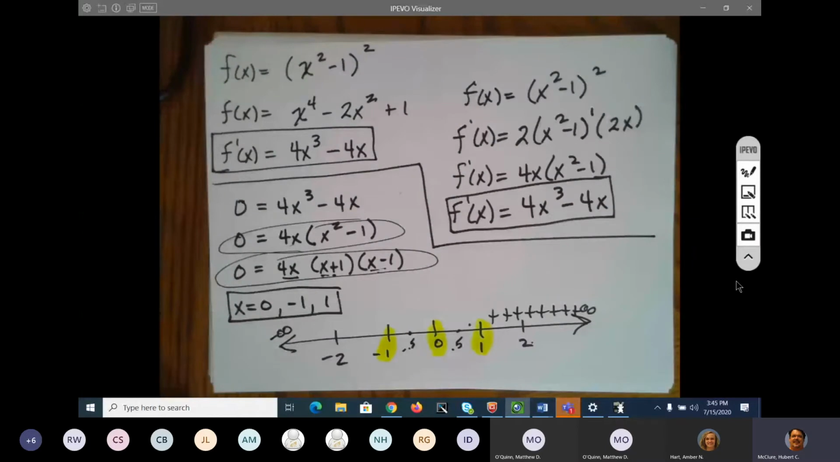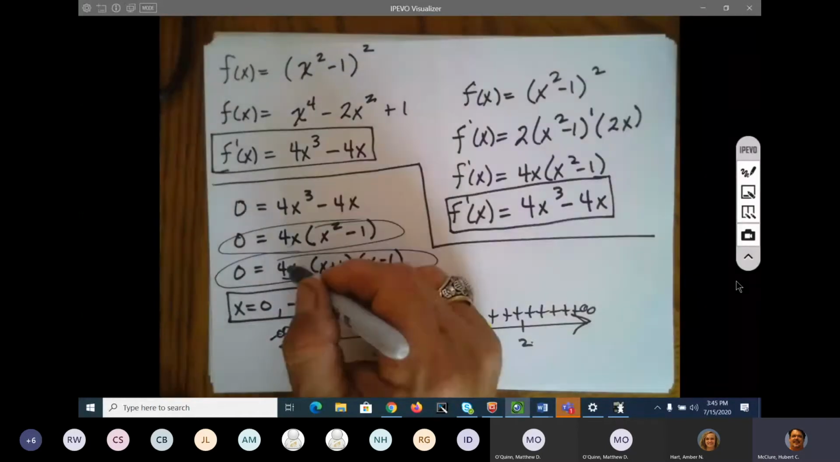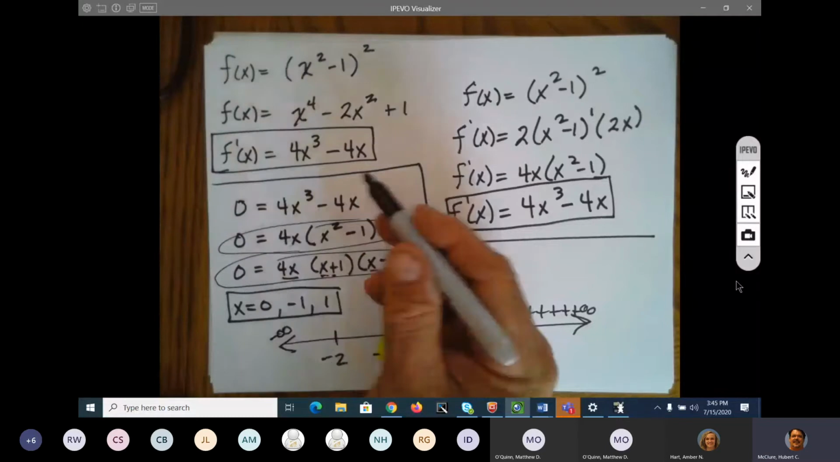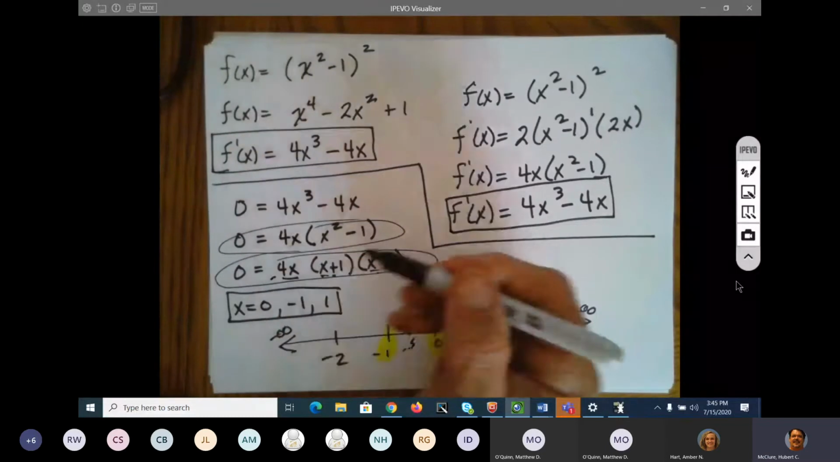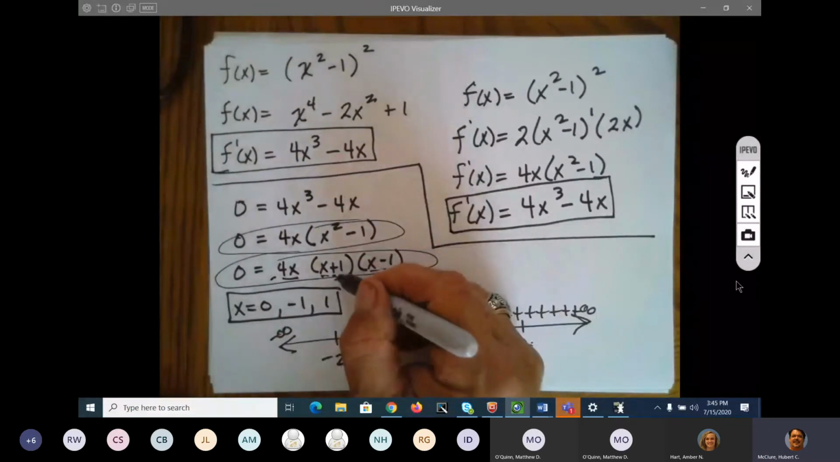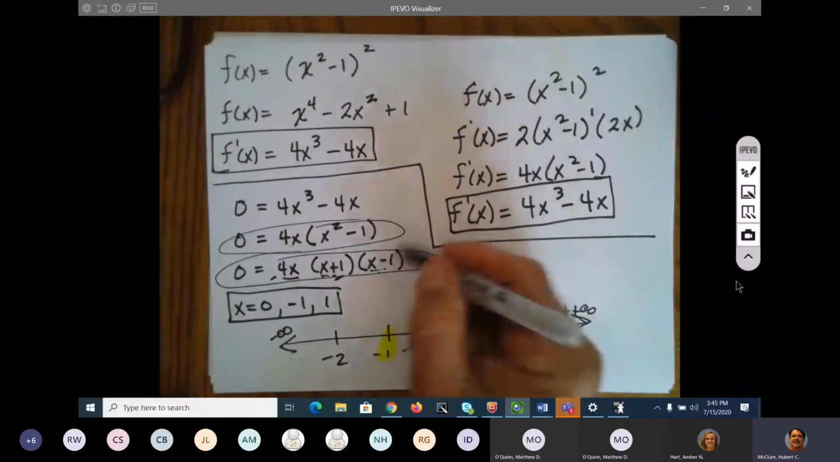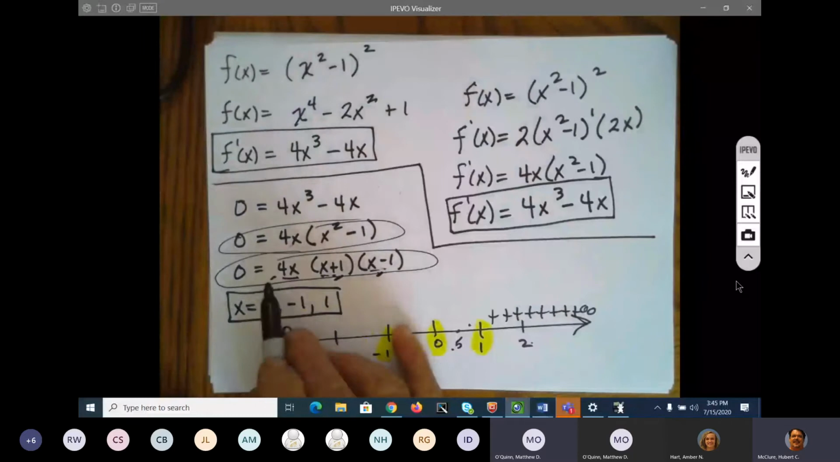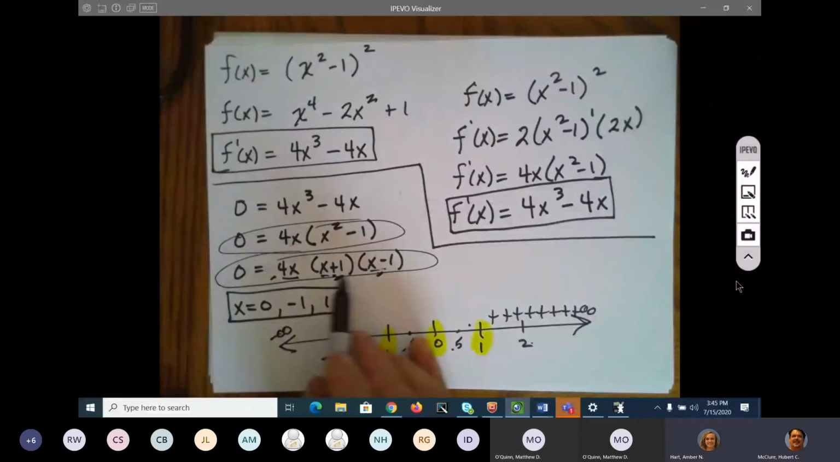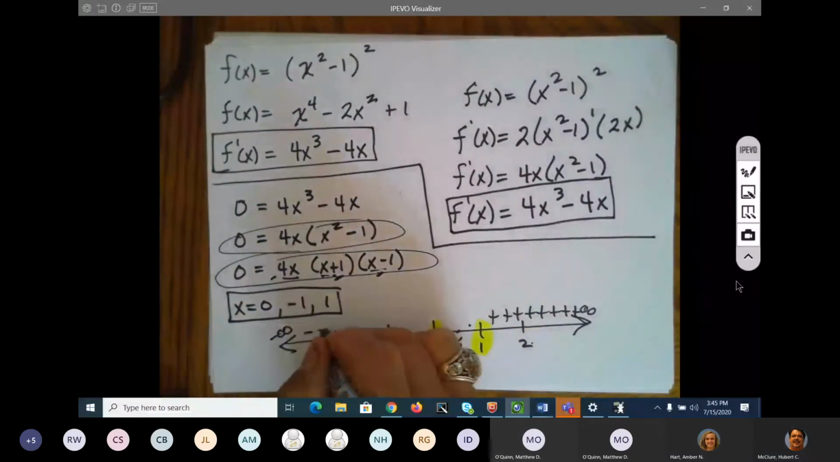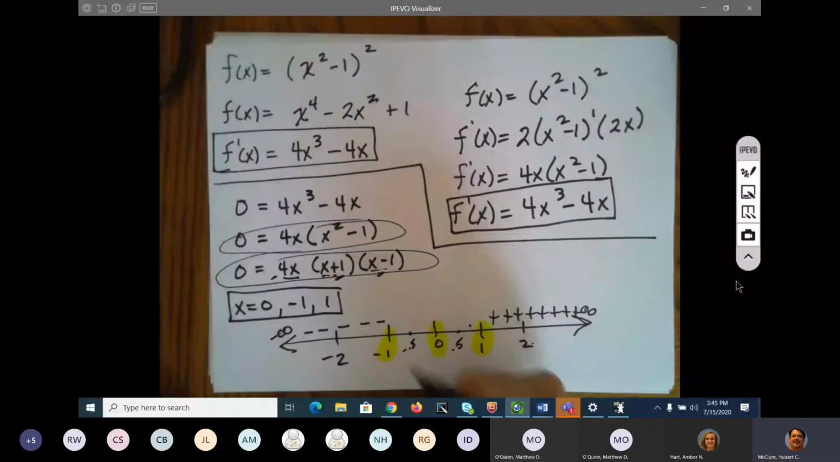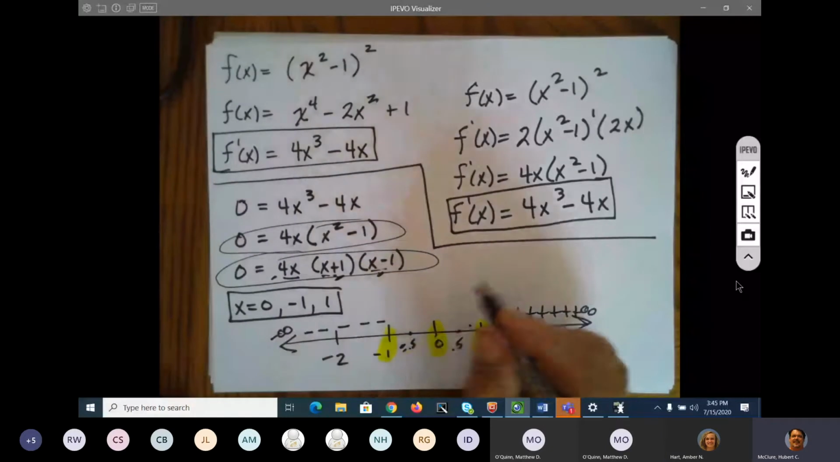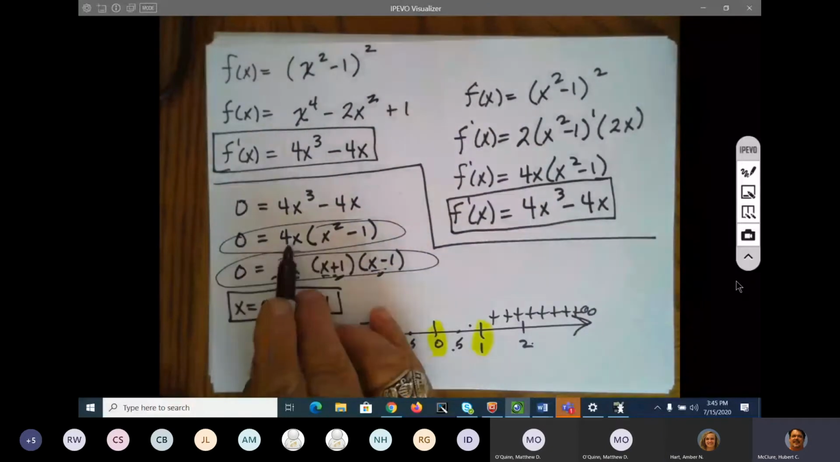If I plug in a negative 2, negative 2 will give me a negative right here. Negative 2 will give me a negative right here. And a negative 2 will give me a negative right here. What's a negative times a negative times a negative? Negative. And if I plug in a negative 0.5 right here, I'm going to get a negative.